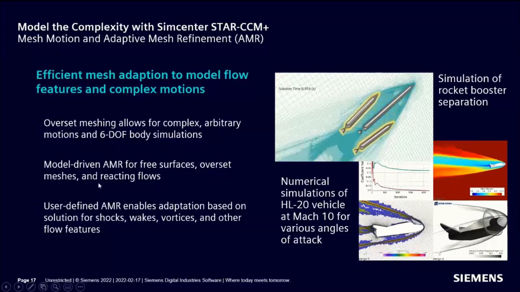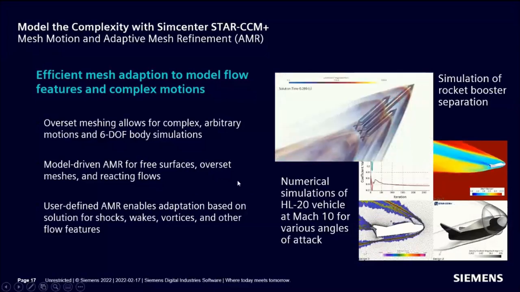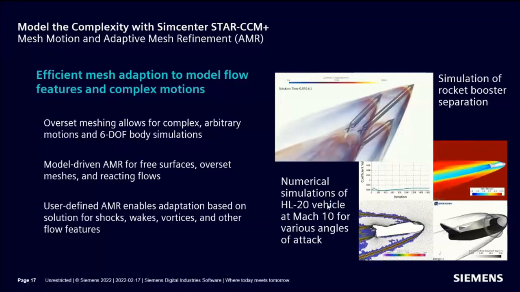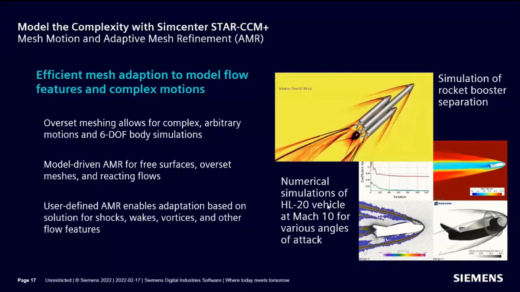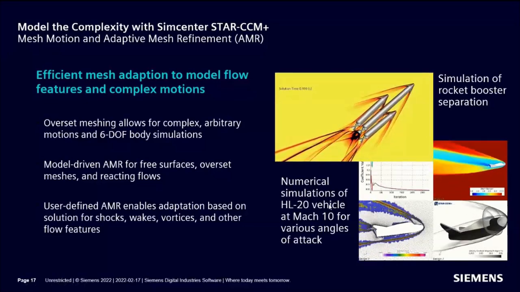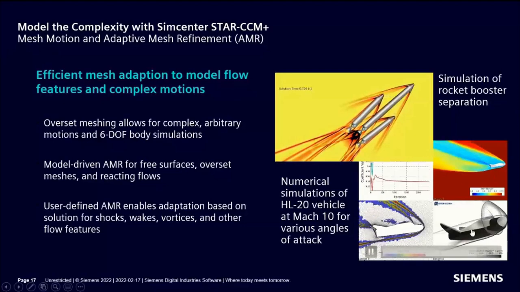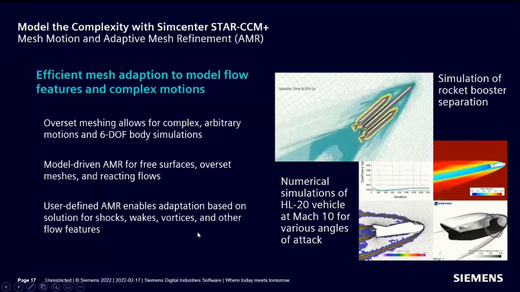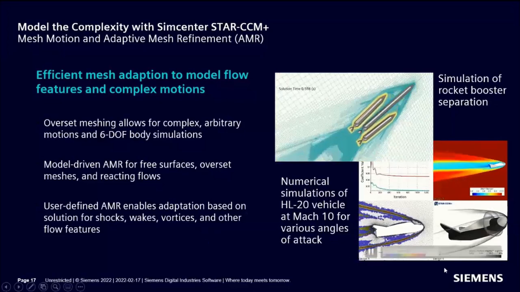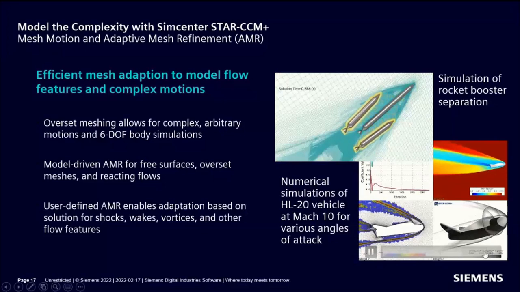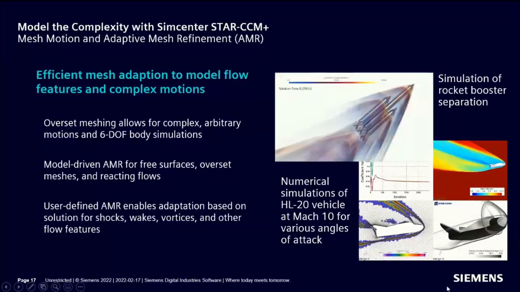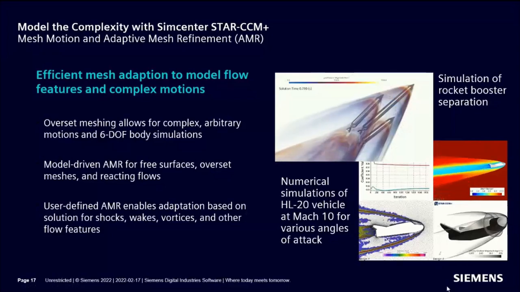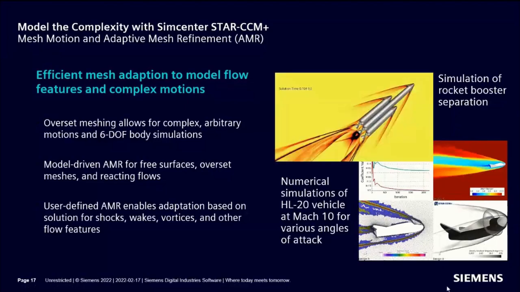There's also model-driven adaptive mesh refinement for the overset meshing. So right when you have an overset mesh like this and you have bodies moving for separation events and those types of things, it'll automatically adapt the mesh to make sure that we get a good interpolation between those overset meshes. And then finally, the shock refinement is done through a user-defined adaptive mesh refinement, or AMR, where we can take shocks, vortices, wakes, other features, and adapt. So you can see here there's a sweep of angles of attack, and the same mesh that starts out with is able to adapt to all those different conditions to ensure that you get an efficient and accurate mesh for all those cases.